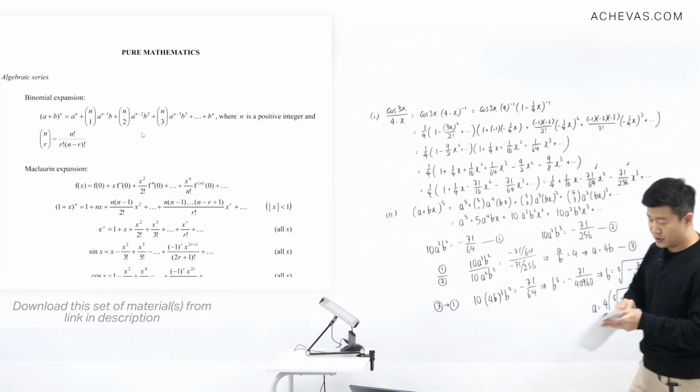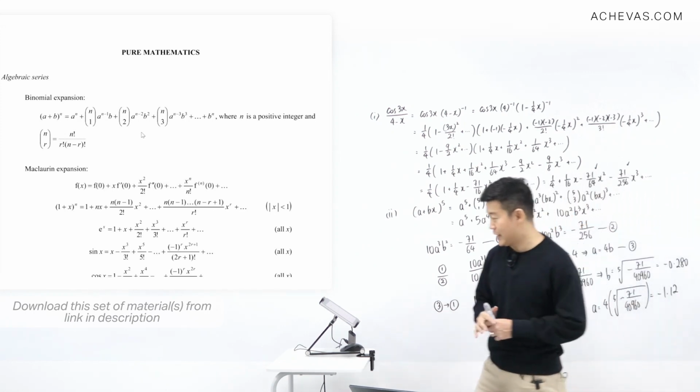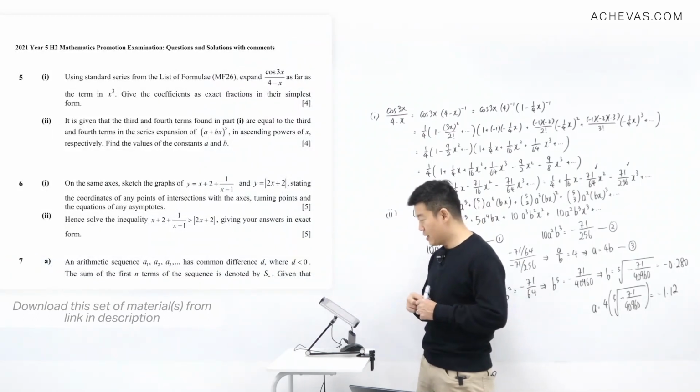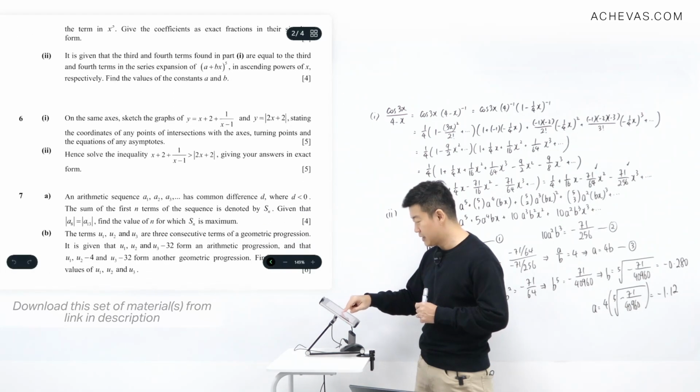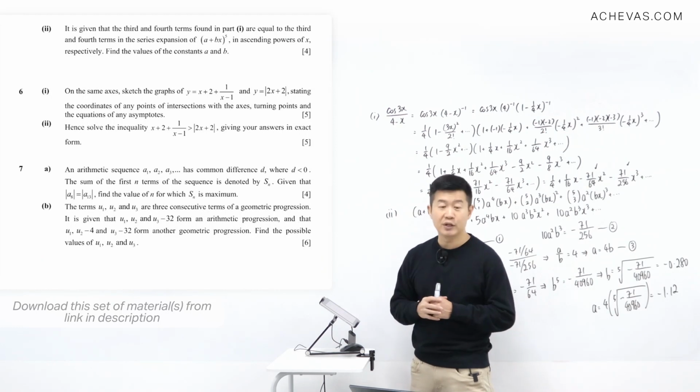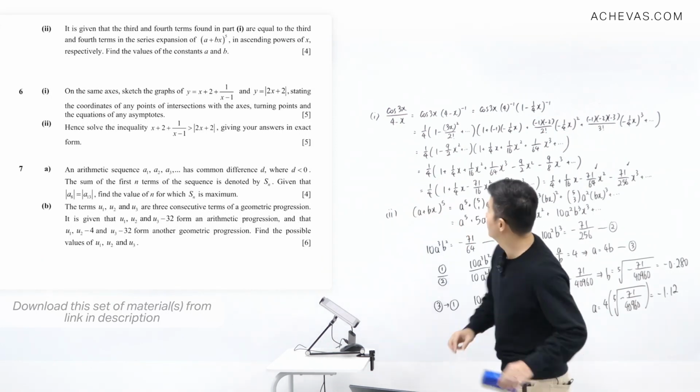Okay, this is question number 5. We can proceed. So from question number 5, we are going to move on to the next one, question number 6. This question number 6 is a graph question together with an inequality.